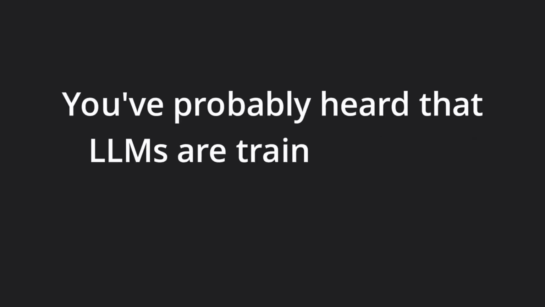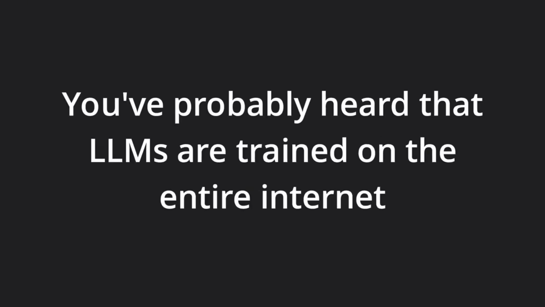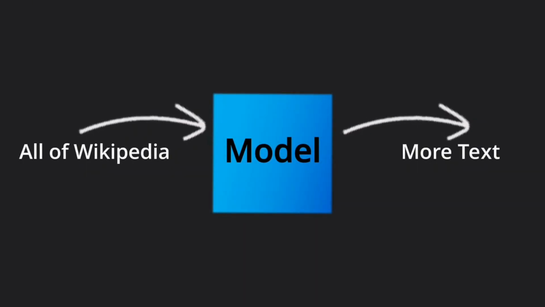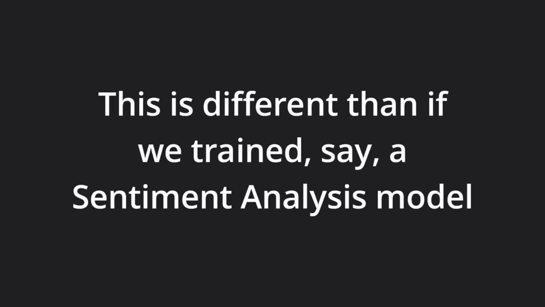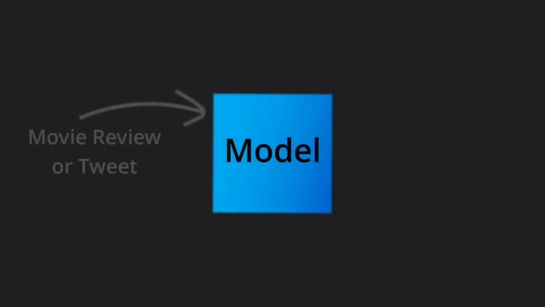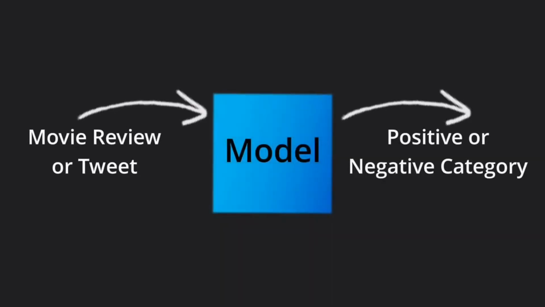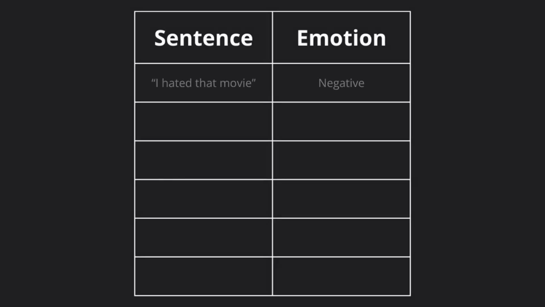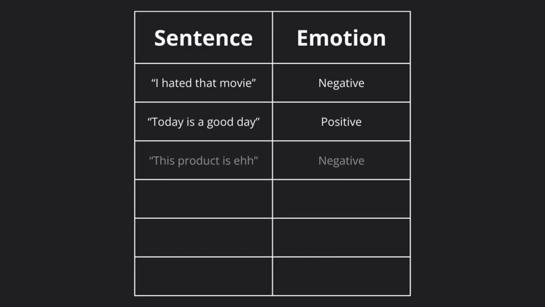You've probably heard that LLMs are trained on the entire internet, and this is true. We can simply feed in massive chunks of text into the model, and there's no need to label each sentence or paragraph. This is different than if we train, say, a sentiment analysis model that classifies each input sentence as positive or negative. The dataset to train a sentiment analysis model would consist of sentences where every data point is labeled as positive or negative. So that's the good news.